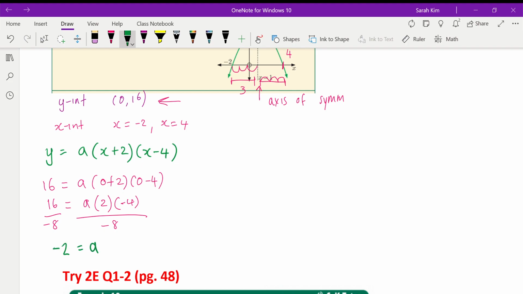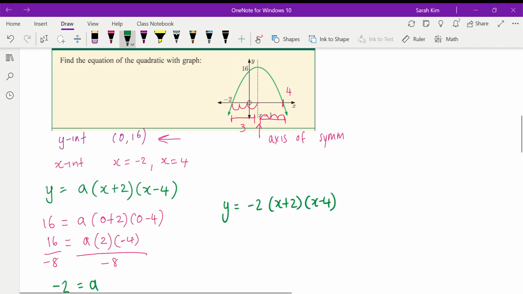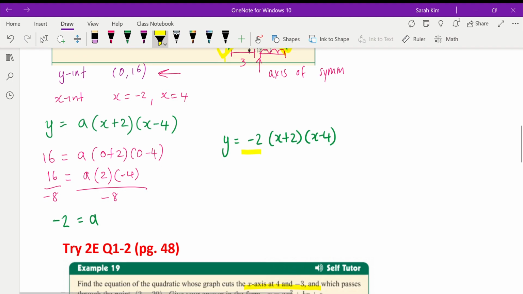So all I have to do is write my final equation, meaning it's a concave down because my a is -2, which satisfies that equation. So now you should be able to do 2e question 1 to 2.